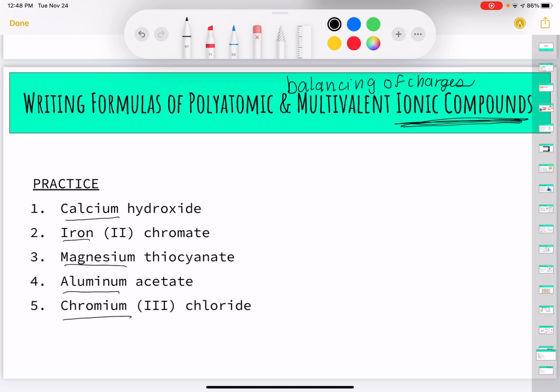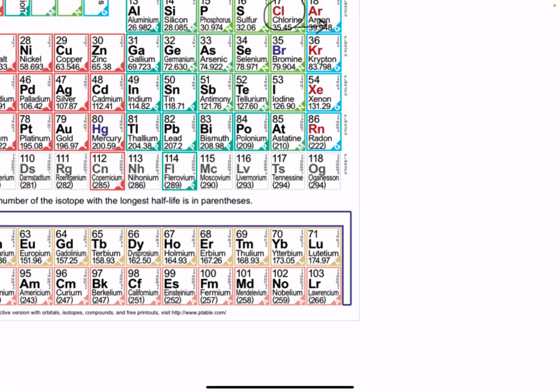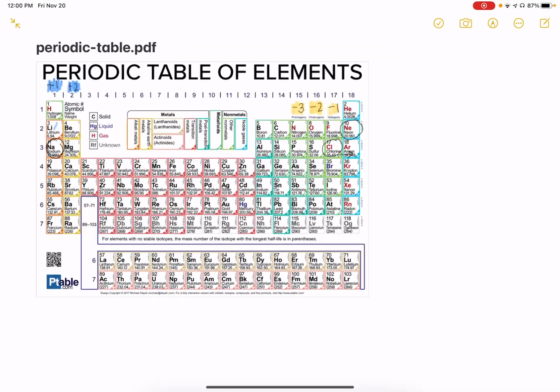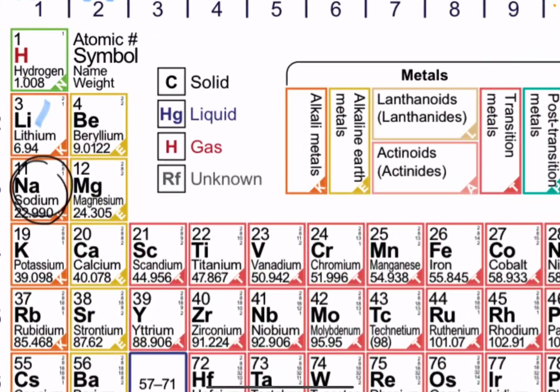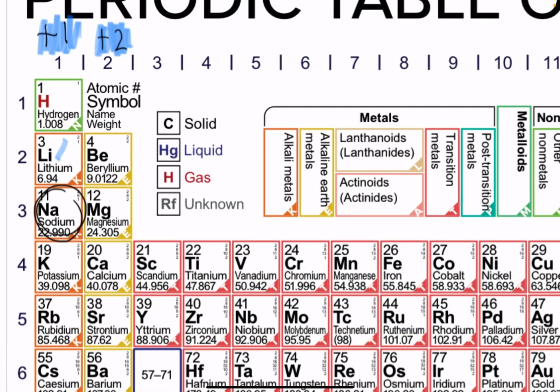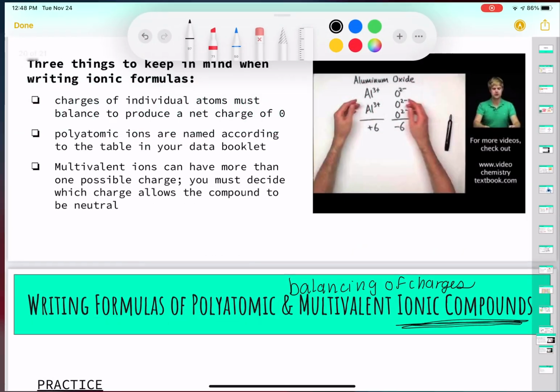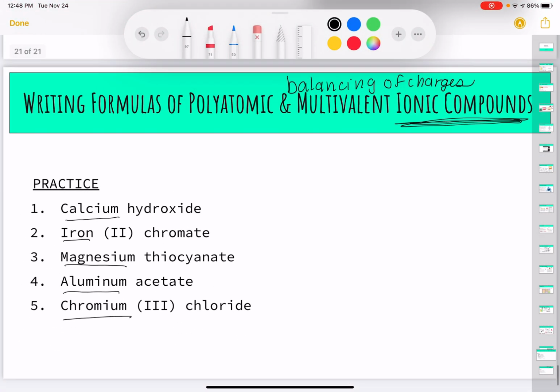Our first job is to write the symbols for this. So let's go to our periodic table and find calcium. Calcium is number 20, and it is Ca. Notice that calcium is in that +2 column, so that's what we're going to write. When I'm writing this down, I'm writing the symbols, but I'm also writing the charges, because that's going to be important because we're going to need to balance it.